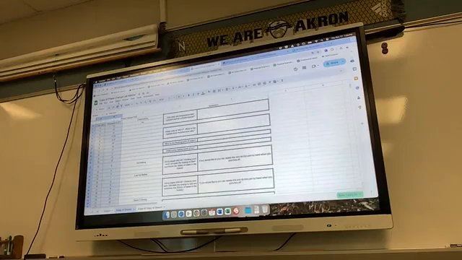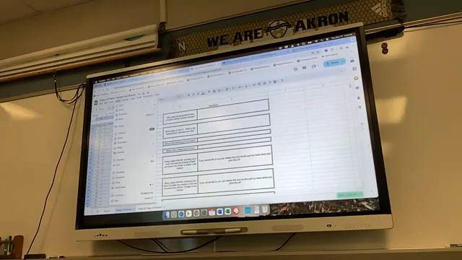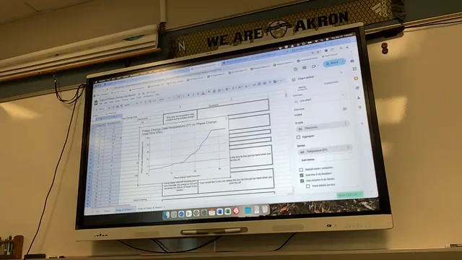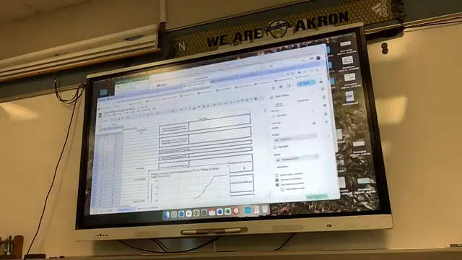Then I'm going to go to insert up here, and I'm going to choose chart. Check that out. It literally did the whole thing for you. Do I have temperature versus time for my title? Yes, I do. Do I have temperature in degrees Celsius on my y-axis? Yes, I do. Do I have time in minutes on my x-axis? Yes, I do.